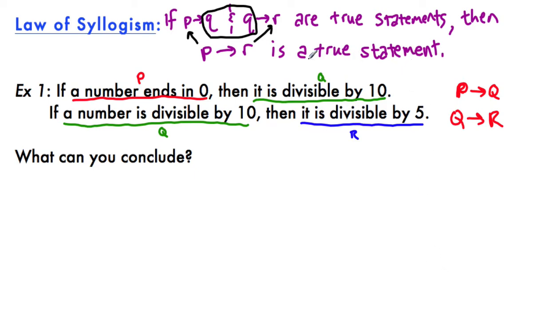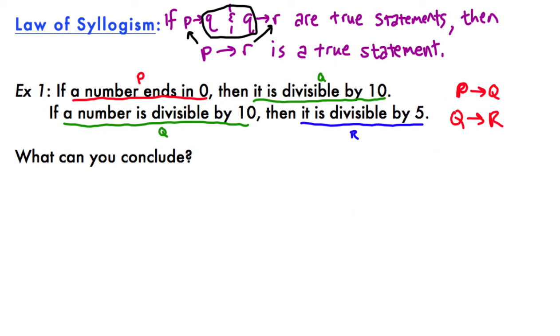Okay, are they both true? If a number ends in 0, is it divisible by 10? Yep, that's true. If a number is divisible by 10, then it is divisible by 5. Yep, 5 is a factor of 10, so anything divisible by 10 is also divisible by 5. Good, so we got both true statements.